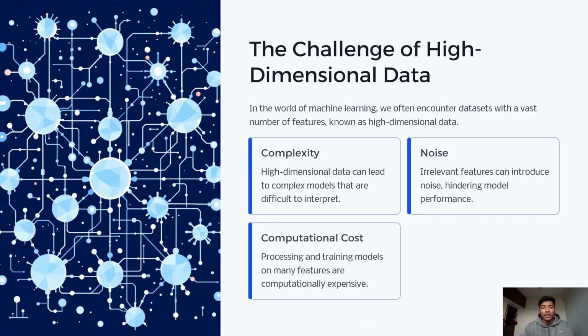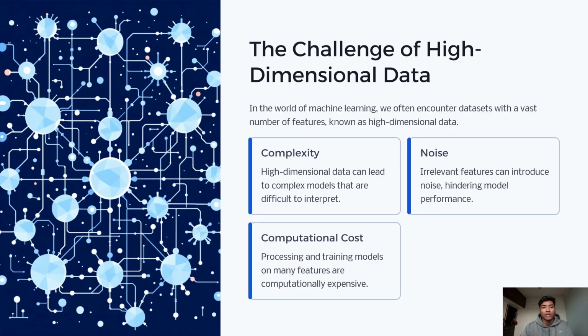Now, in the real world, many datasets have a huge number of features. That is what we call high dimensional data. The problem with high dimensions is that models become more complex, there's a lot of noise, training takes much more time, and overall performance can drop. So reducing dimensions helps keep our models simple, faster, and more accurate.